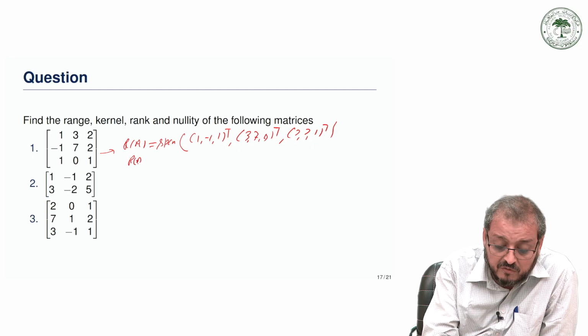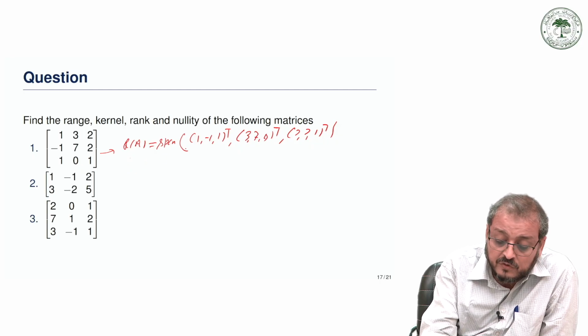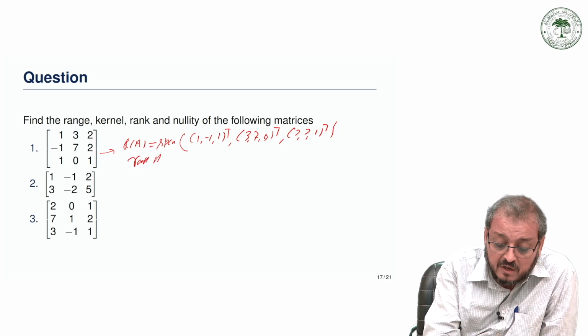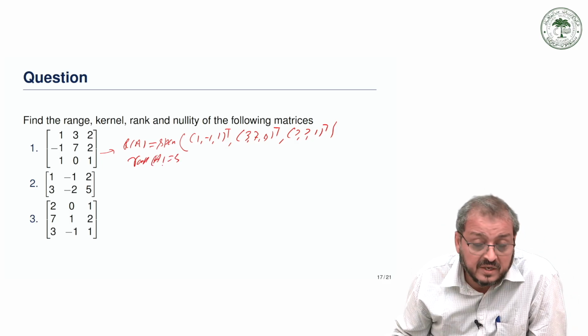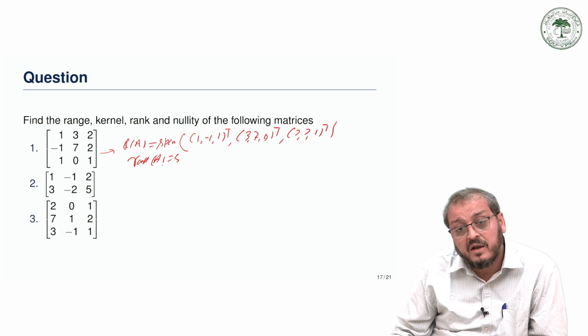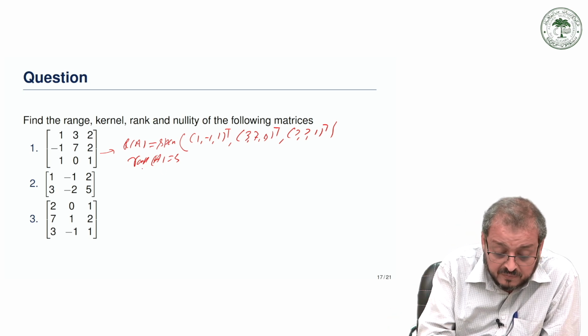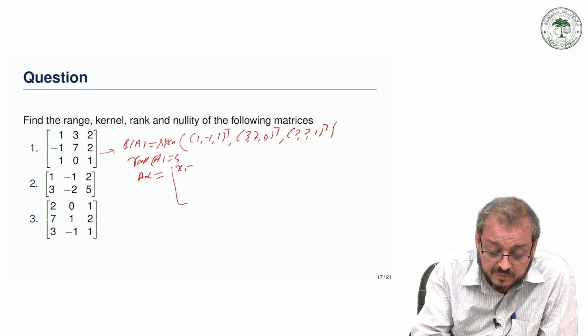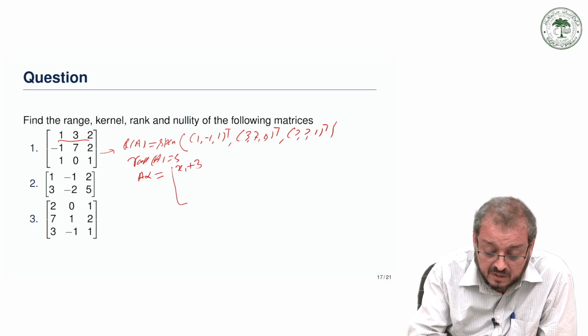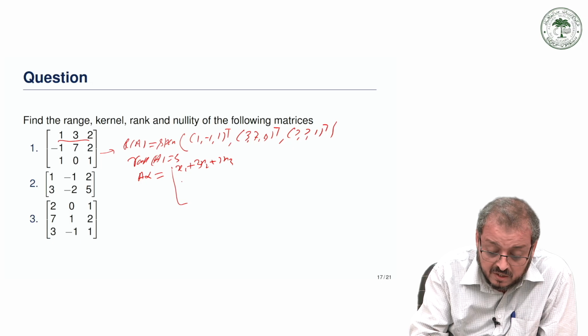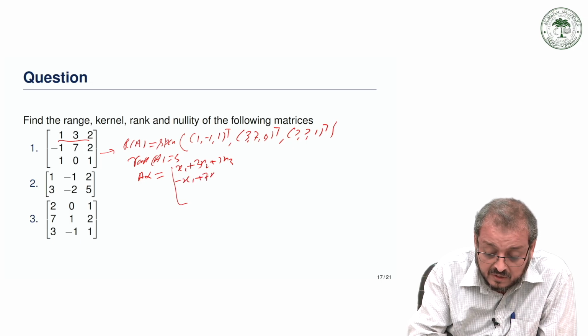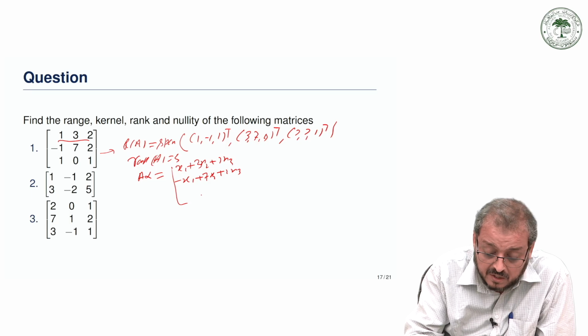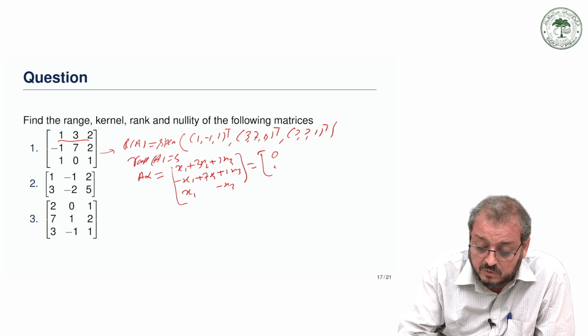So that means these three vectors are linearly independent. So we can say the range of A is the same, and then the rank of A is equal to 3. Then by the rank nullity theorem we can find the nullity. So now let us try to verify this. We can write A of x as x1 plus 3x2 plus 2x3, then minus x1 plus 7x2 plus 2x3, then x1 minus x3, and this is equal to (0, 0, 0).